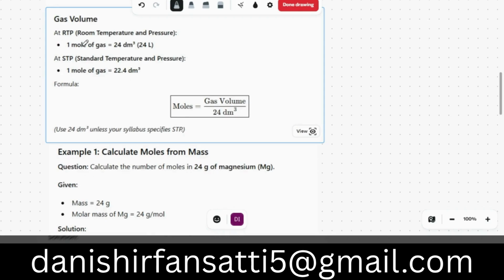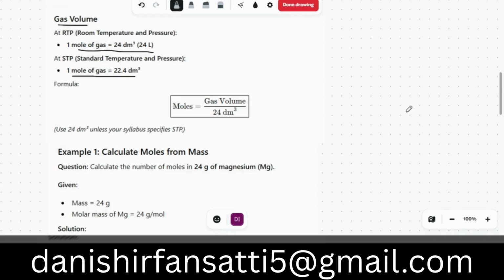Now we are going to discuss gas volume. At room temperature and pressure, 1 mole of gas occupies 24 dm³ of volume. The standard temperature and pressure must be constant. So STP, standard temperature and pressure, is 22.4, but most of the time we use 24 dm³ per mole. So moles is equal to gas volume divided by 24 dm³ per mole. That will give us the number of moles.